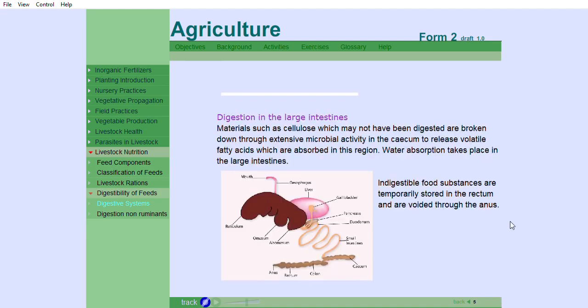Digestion in the large intestines. Materials such as cellulose, which may not have been digested, are broken down through extensive microbial activity in the cecum to release volatile fatty acids, which are absorbed in this region. Water absorption takes place in the large intestines. Indigestible food substances are temporarily stored in the rectum and are voided through the anus.